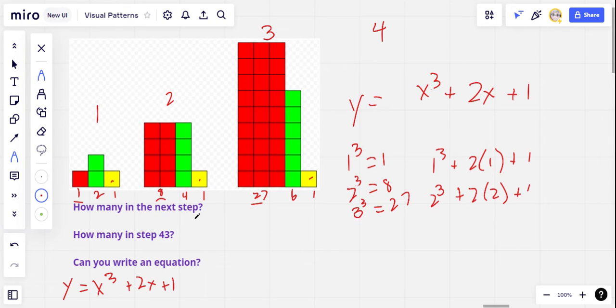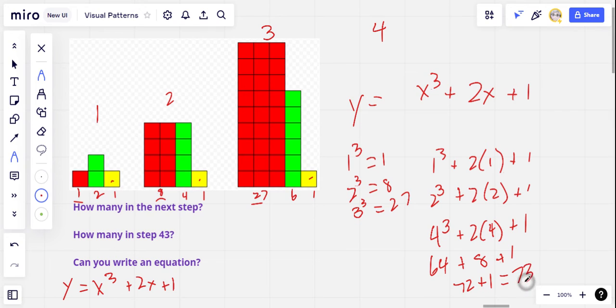Let's use that to predict the next step. So step 4, we're going to have 4 cubed plus 2 times 4 plus 1. Now 4 cubed, 4 times 4 is 16, times 4 again is 64, plus 2 times 4 is 8, plus 1. So 64 plus 8 is going to be 72, plus 1 is going to be 73. So in step number 4, we're going to have 73 boxes.